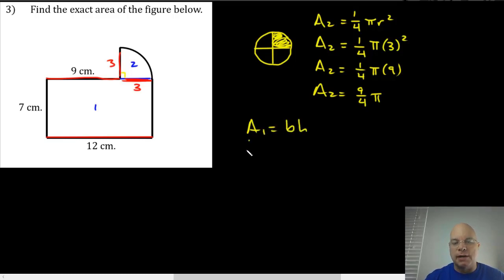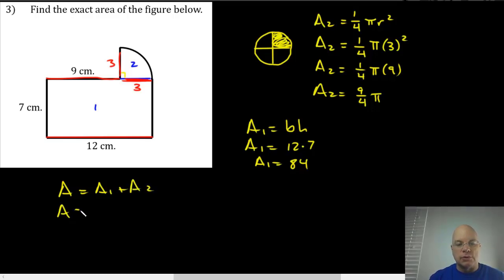Area 1 is straightforward because it's just a rectangle. It's base multiplied by height. And the base is 12 and the height is 7, so 12 times 7. Area 1 is 84. The total area is equal to area 1 plus area 2. So the area is equal to 84 plus 9/4 pi. And then you would need units, centimeters squared.